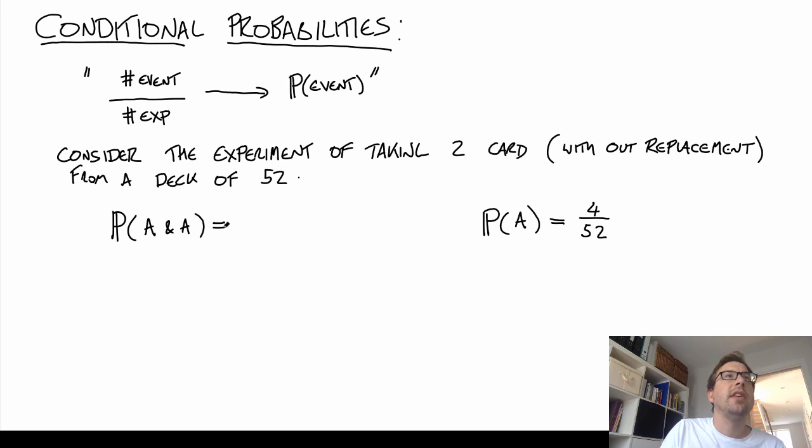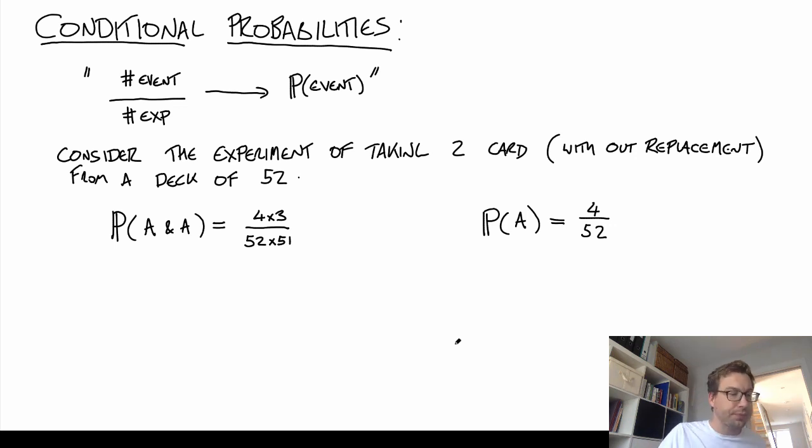Then, if we think of ace, ace, we can count the number of ways that you can take two aces out of a deck and divide that by the number of ways of taking two cards out of a deck. The number of ways of taking two cards out of a deck is 52 times 51. There's 52 things you can do for the first card, and then 51 cards remaining for the second. Similarly, the number of ways you can take an ace and then an ace is 4 times 3, 12. There are 4 cards you can take out for the first, and once one card has been taken out, there's 3 that you can take out for the second card.